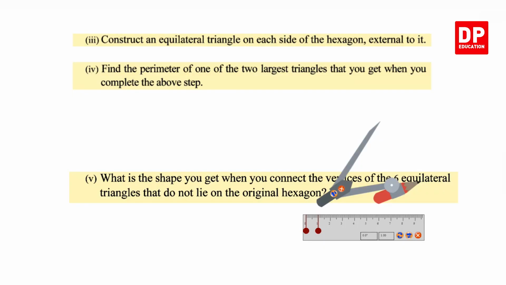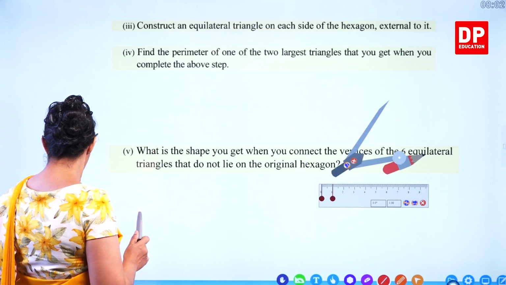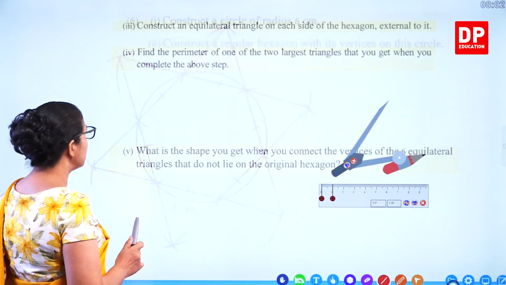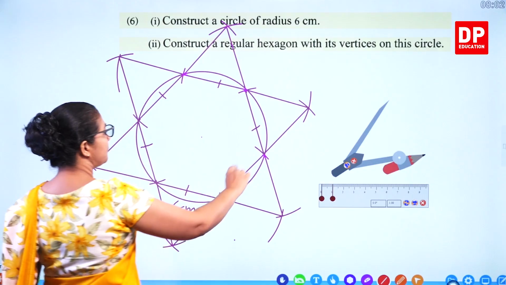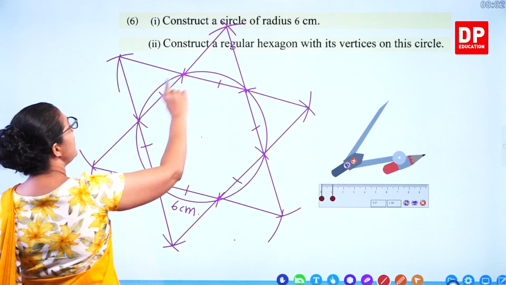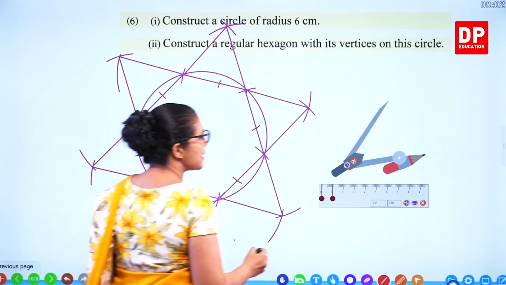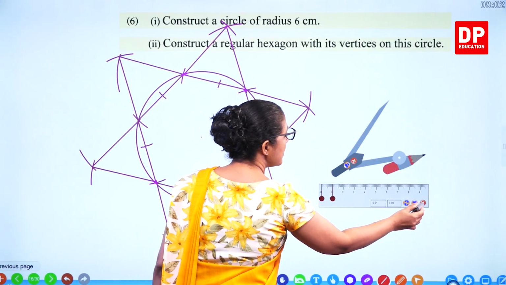Now what's the next part? Find the perimeter of one of the 2 largest triangles that you get when you complete the above step. So where do we get the 2 largest triangles? Here. This one and this one. So what's the perimeter?